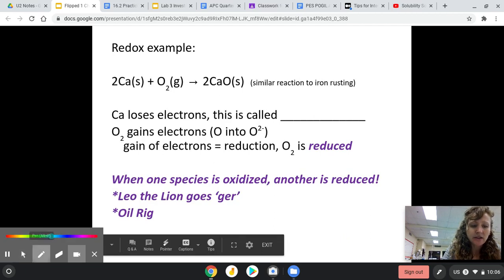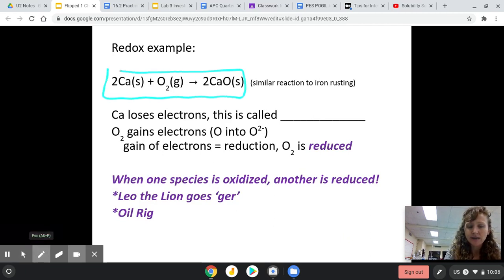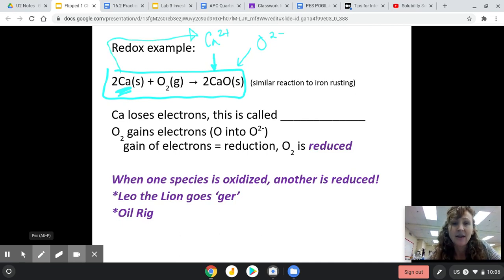All right, so here's another example, not quite as obvious because the charges aren't listed for you. But here you can see calcium starts as an element, which means it has no charge. It is neutral. And then it ends up in a compound, an ionic compound. And so in the ionic compound, we know there are charges. Calcium has a charge inside this compound of 2+. Oxygen also has a charge within this compound of 2-. And so if calcium goes from a neutral state into a 2+ state, that means the calcium has lost electrons. Oxygen goes from a neutral state as well to a 2- state. That means oxygen has gained those electrons.